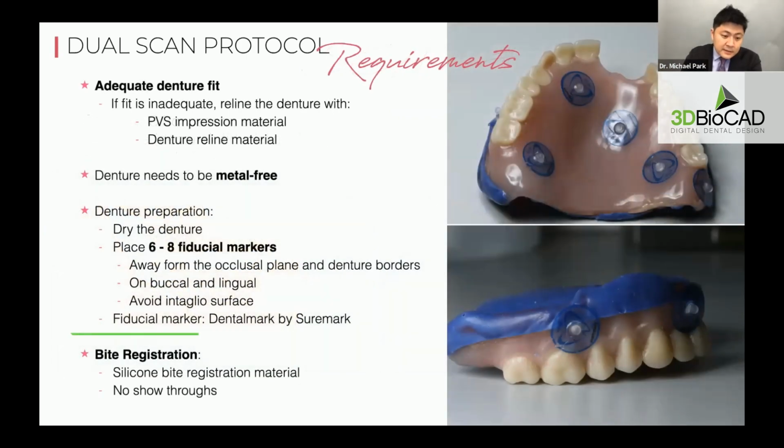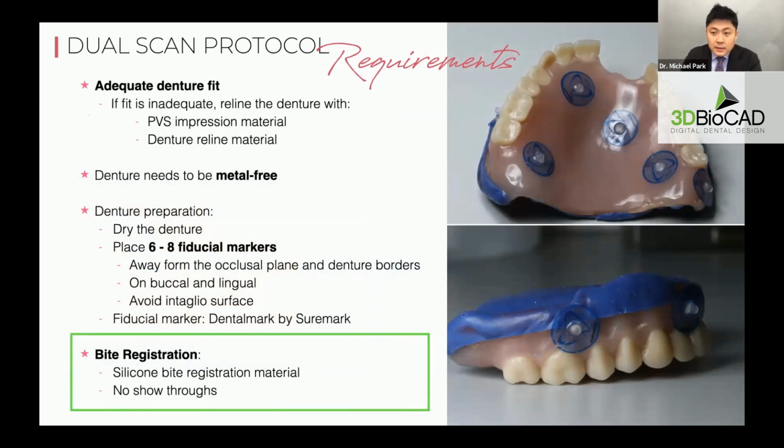And the next step is to do a bite registration. The material that I like to use is silicone bite registration material for this. I don't like to use wax because ultimately we are going to use this bite registration that we did at the CT scan appointment during surgery. So we're going to use the bite registration to seat the surgical guide. And of course, if you do it in wax, wax can distort depending on the temperature. So that's why I prefer using a silicone bite registration material for this.